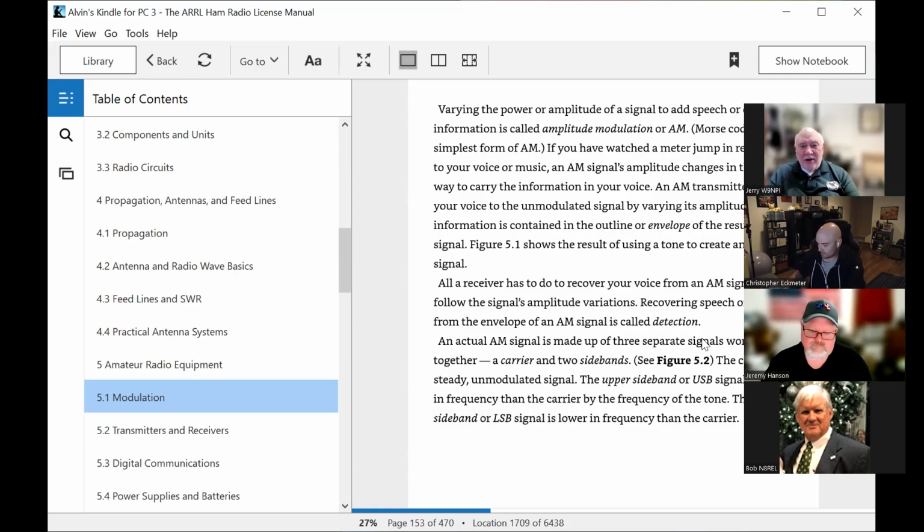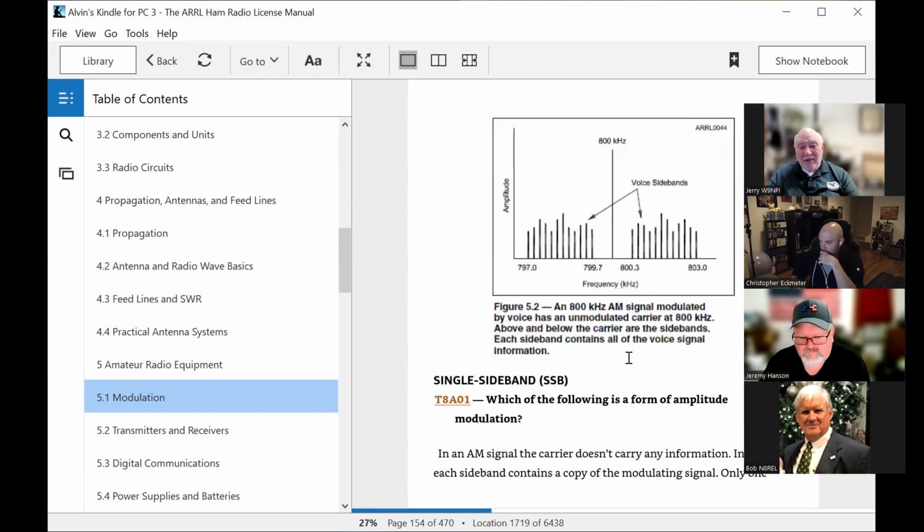Okay, so Morse code could be called amplitude modulation because it goes from zero to the whole signal. All right. And what happens, they're talking about an AM signal is made up of three separate signals, a carrier and two sidebands. What the sideband, okay, here it is.